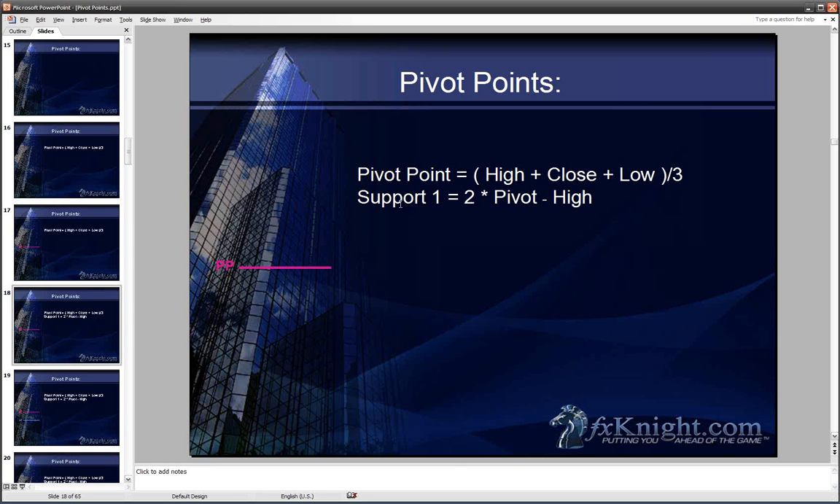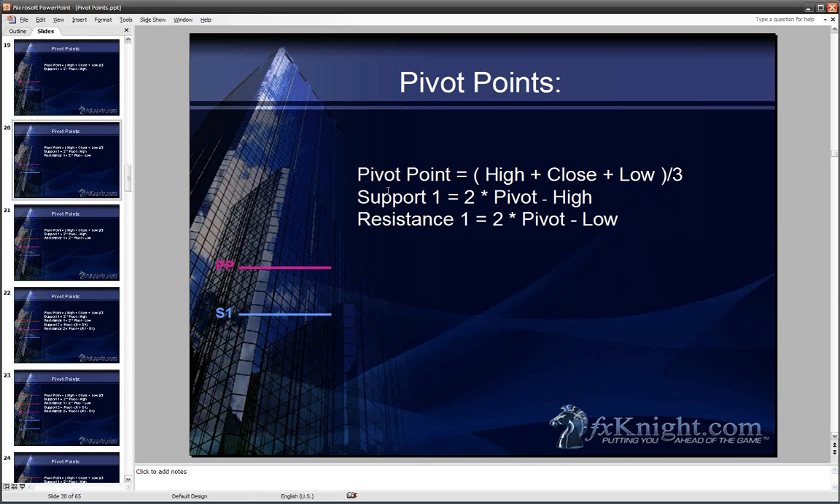Okay, the next pivot is support 1, or otherwise abbreviated S1, and that is simply taking the prior pivot, subtracting the high of the prior period from above. Okay, pivot minus the high, take the result, multiply it by 2. That gives you your support 1 under your central pivot point. And remember, you don't have to remember the math. I just want to show you where these guys come from.